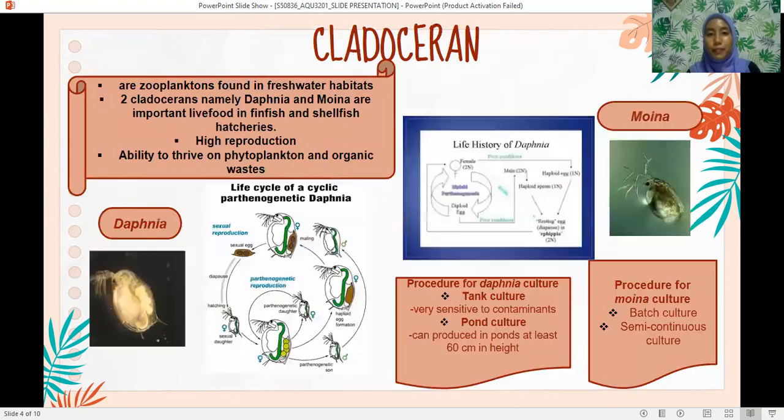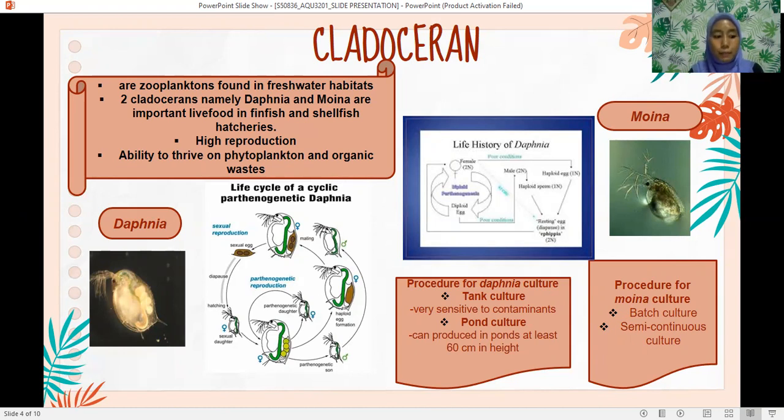copepod. For the cladoceran, cladoceran is zooplankton that is found in freshwater habitat. There are two cladocerans, namely Daphnia and Moina, important live food in finfish and shellfish hatcheries. It has high reproduction and the ability to thrive on phytoplankton and organic waste.